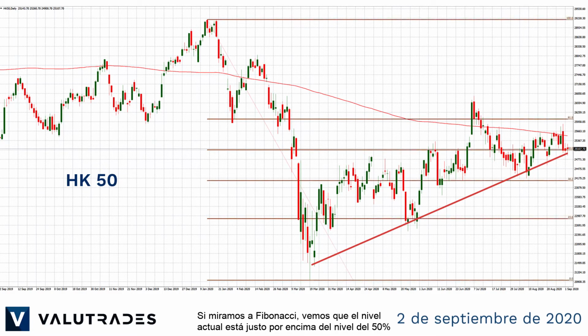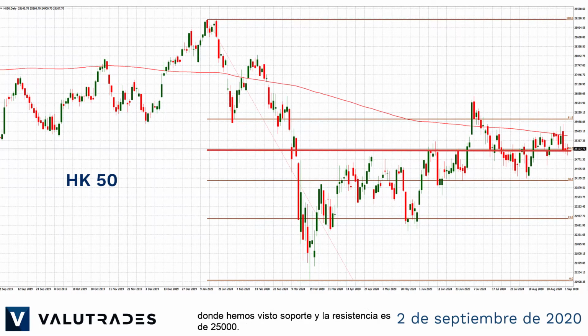If we look at Fibonacci, we see that the current level is just above the 50% level, where we have seen support and resistance at 25,000.